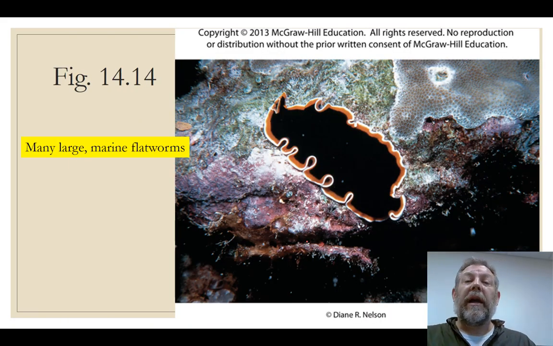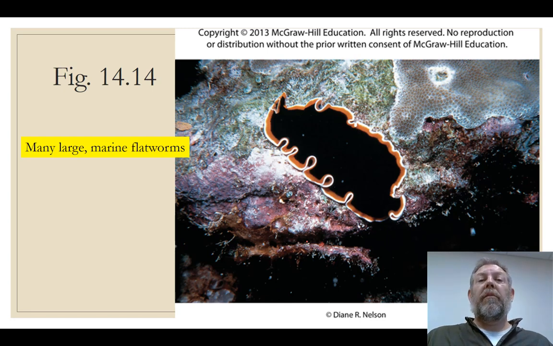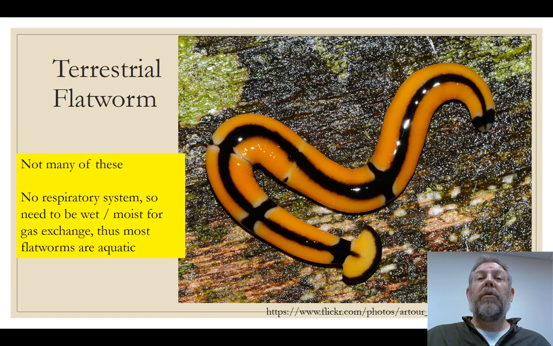And again, there are lots of large flatworms that live in the ocean. Here's a picture of one, very cool looking. There are a few terrestrial flatworms, but again, because of this requirement to respire across their body surface, they have to be moist or wet. And that's why you don't see too many terrestrial ones. And when you do see them, they're only in moist habitats. They have to be wet so the gases can diffuse across their body. That's why most of the organisms in this phylum live in the water.